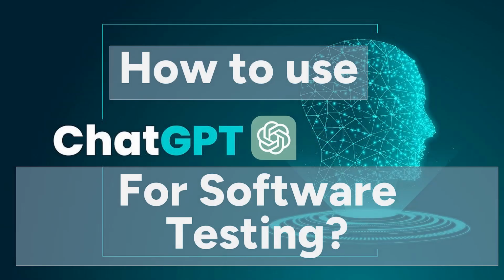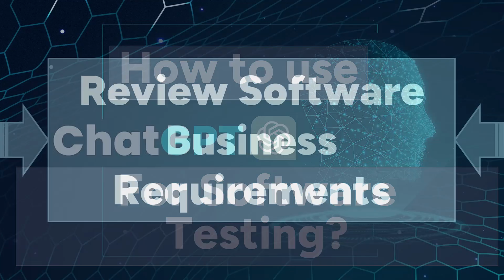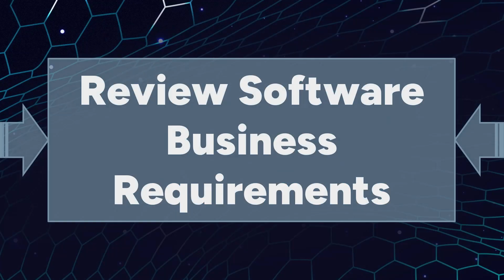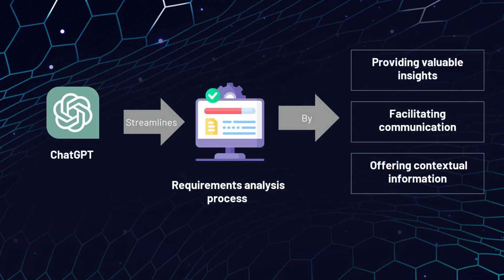Let's focus on a question that is of particular interest to testers around the world: how to use ChatGPT for software testing. Using the power of ChatGPT extends a myriad of benefits for QA engineers, offering a versatile toolkit that enhances their capabilities in several crucial aspects, such as 1. Review software business requirements. ChatGPT streamlines the requirements analysis process by providing valuable insights, facilitating communication, and offering contextual information that contributes to a more comprehensive understanding of software requirements.